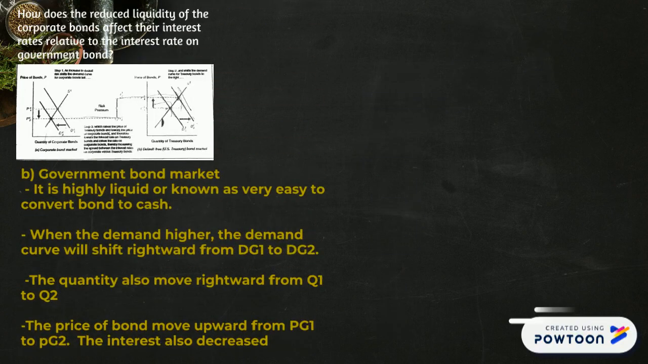For the government bond market, it is highly liquid, which means it is very easy to convert the bond to cash. Thus, people will be confident to buy this bond. When the demand is higher, the demand curve will shift rightward and the quantity also moves rightward and the price of the bond also moves upward, and the interest rate decreases.